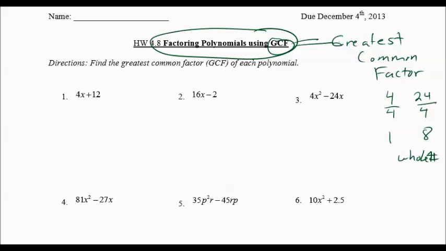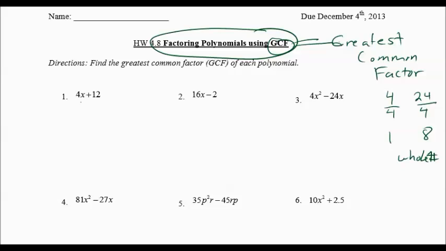So that's what we're looking for: the greatest common factor that we can divide either term by and still get whole numbers, unless we're dealing with fractions, of course. So now let's look at number 1. We're looking at a binomial, which means it's two expressions that have basically been added or subtracted.